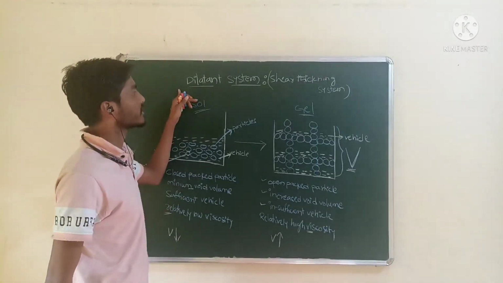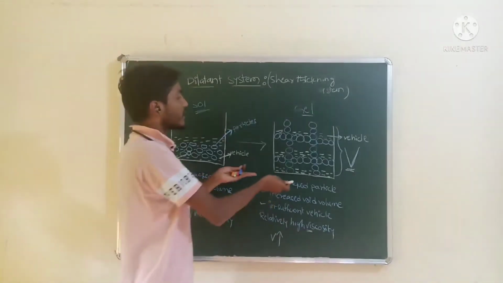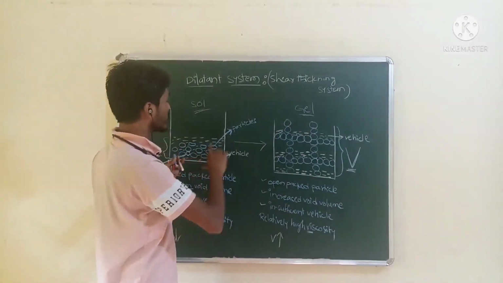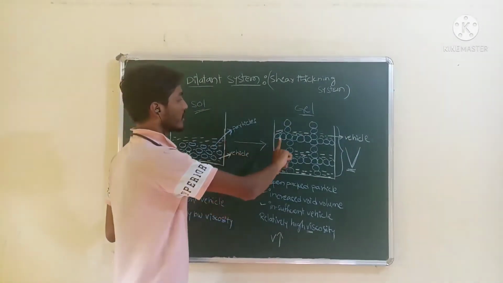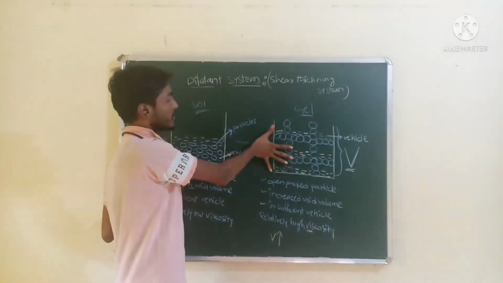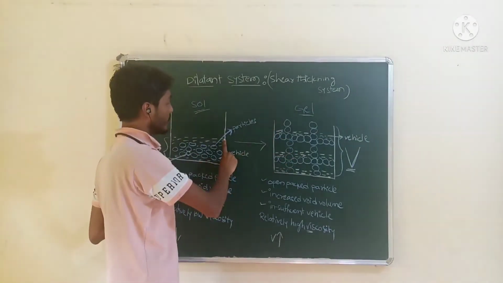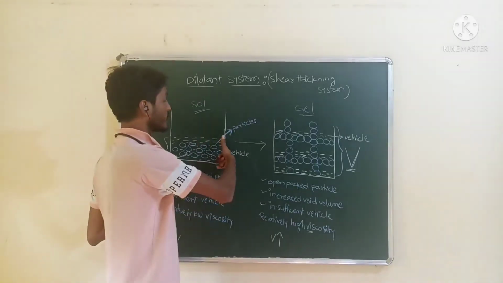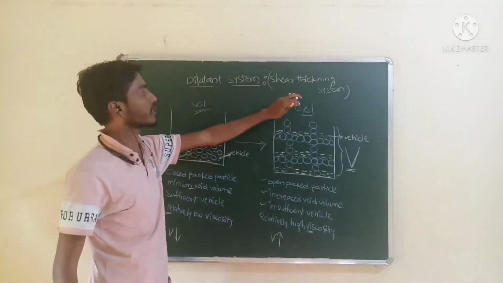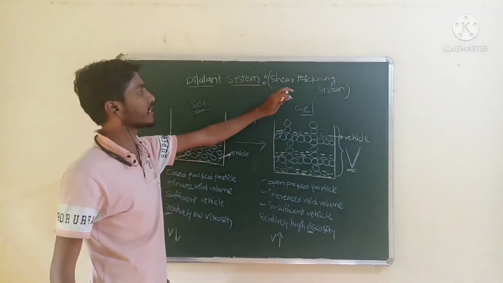This is about the dilatant system or shear thickening. See, the thickness increased. This has this much thickness. This has this much thickness. But this has only this much thickness. So thickness also increased. Hence we call it shear thickening.